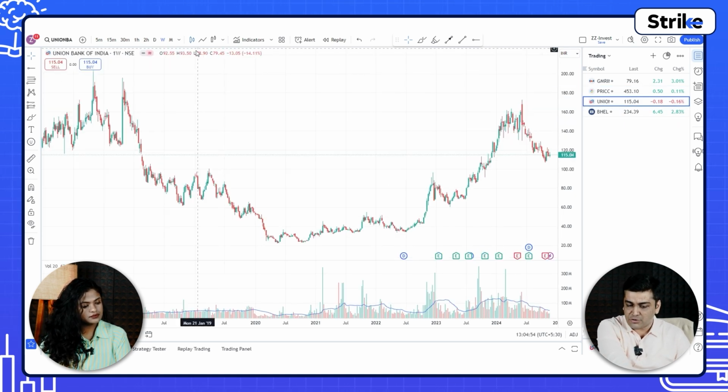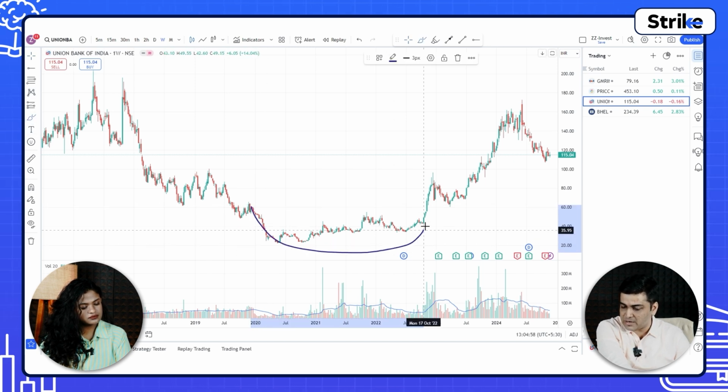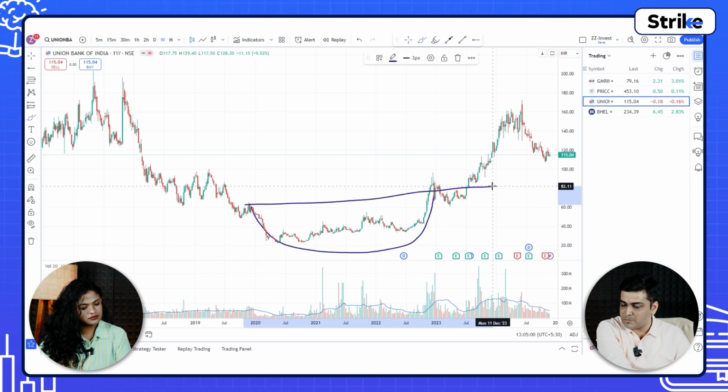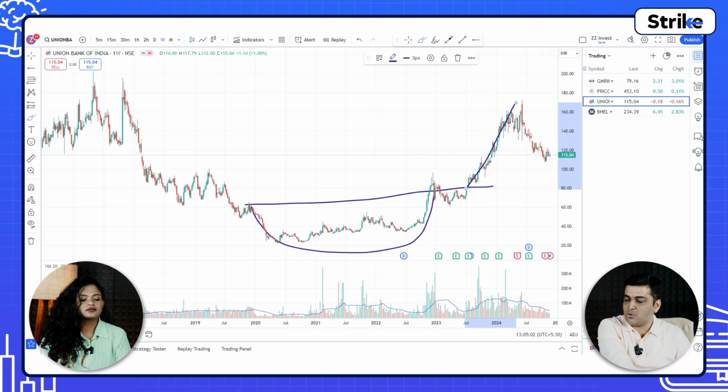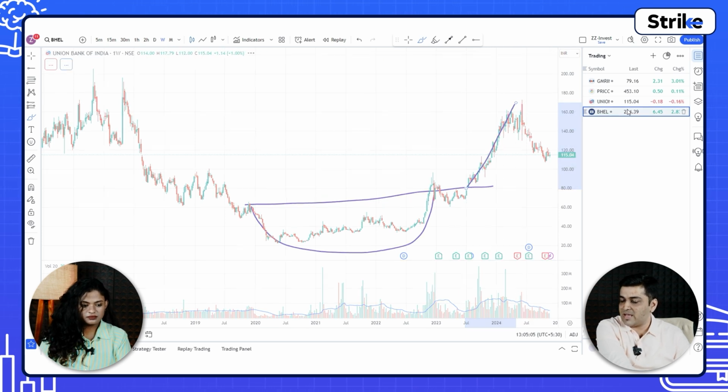I can go on and on. Union Bank, again a great pattern over here. Such a rounding pattern over here. And once there's a breakout, the price starts going upwards. All right. We have Bale.